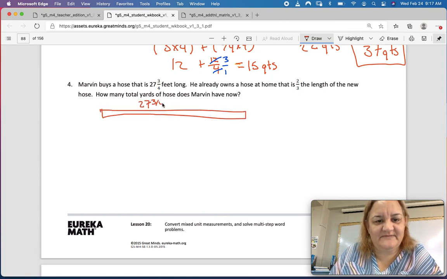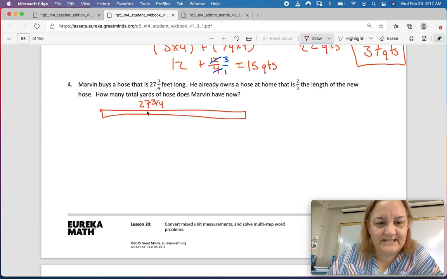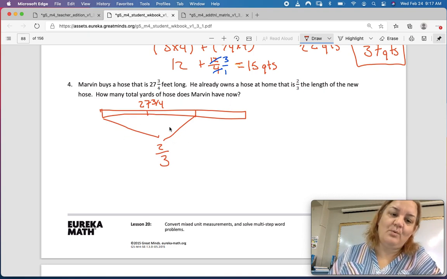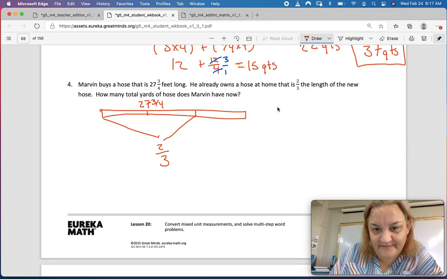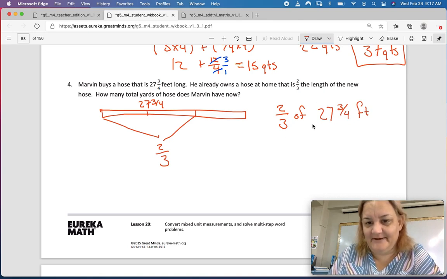27 3/4 feet long. Okay, he already owns a hose that is 2/3 the length of the new hose. So if it's 2/3, that means it's this long, 2/3 of the new hose, right? How many total yards of hose does Marvin have now? Okay, so that means we have to figure out what is the old hose and then add that to the new hose. So 2/3 of 27 3/4 feet.